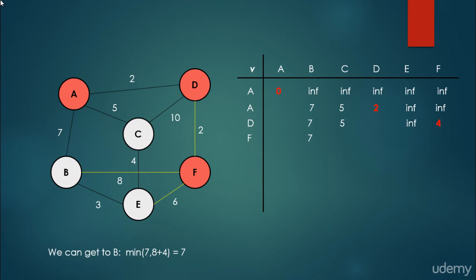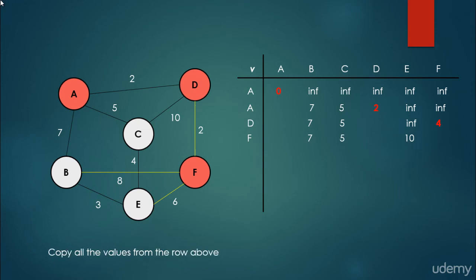Why 8 plus 4? Because it takes 8 to get from F to B, and we have calculated the minimum value from the previous row. It is 4, which means that the shortest path to the F node is 4. So 8 plus 4 is 12. 12 is not smaller than 7, so B remains the same. But E is going to be updated, because it takes 4 plus 6 to get from A to E, and it is initialized to be infinity, so the minimum yields 10.